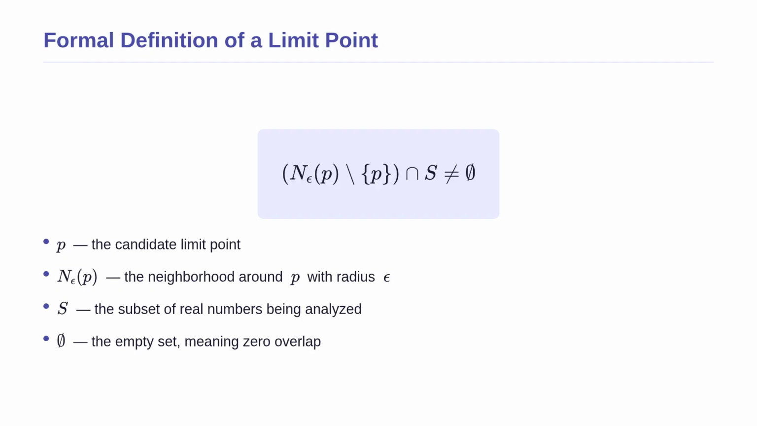This brings us to the formal mathematical sentence for a limit point. Let us break it down. We take the neighborhood around our candidate limit point P. We then remove the exact point P from this neighborhood to ensure we find a different point. Next, we check for an intersection or overlap with our set S. Finally, we state that this overlap is not equal to the empty set. Altogether, this formula states that if you look around P, ignoring P itself, you will definitely find some overlap with the set S, no matter how small epsilon is.